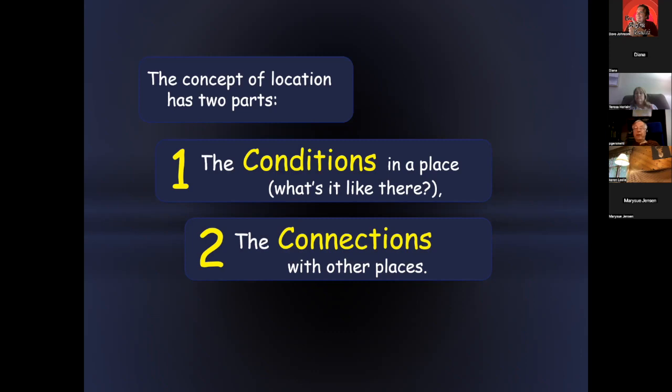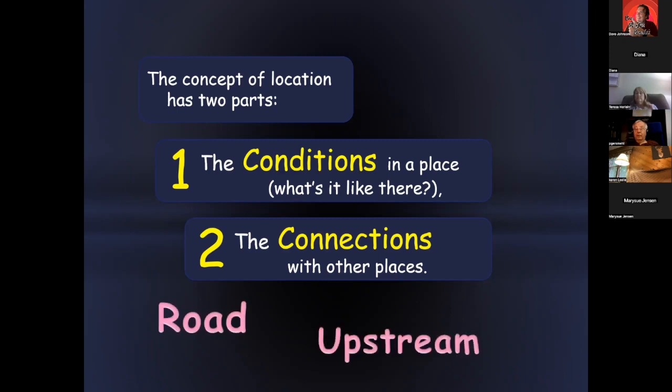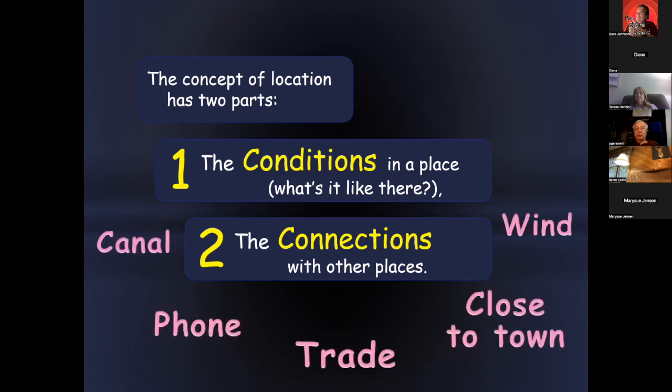Can you trade? Are there enemies nearby? Things like that. Is there a road that connects you? Is it upstream or downstream from something else? Close to town? Does it have a canal? You know.